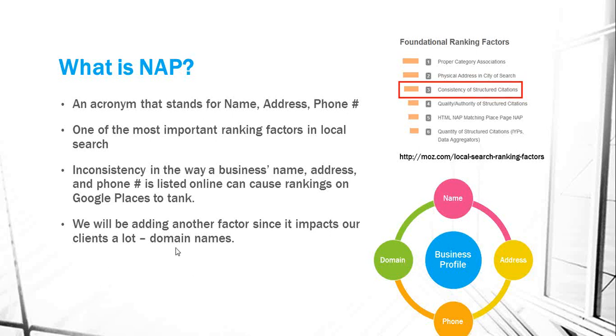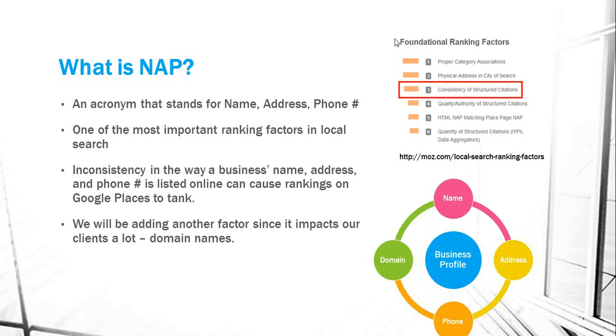Inconsistency in this is basically the way to cause your rankings to tank. I'm going to give several examples during this presentation on what types of things matter and what types of things don't really matter. But in a nutshell, if you can just remember that consistency is the way to go here, that's kind of the key point. I'm also going to be adding another factor. Normally, NAP is kind of what people look at, but with our clientele, we deal with a lot of clients that have multiple domain names or multiple versions of their website, and for that reason, I'm going to be adding that factor in here as well.